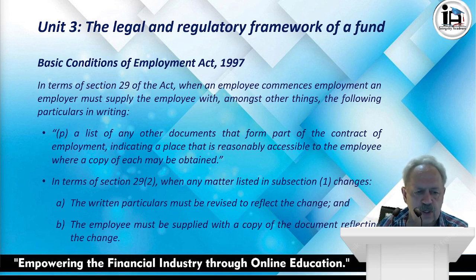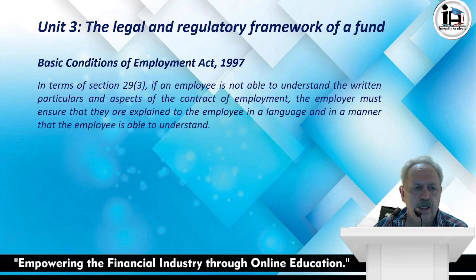In terms of Section 29.2, when any matter listed in subsection 1 changes, the written particulars must be revised to reflect the change, and the employee must be supplied with a copy of the document reflecting the change. In terms of Section 29.3, if an employee is not able to understand the written particulars or any aspects of the contract of employment, the employer must ensure that they are explained to the employee in a language and in a manner that the employee is able to understand.